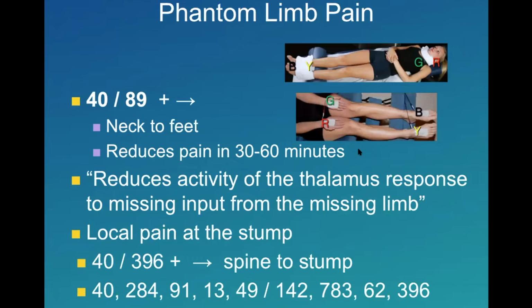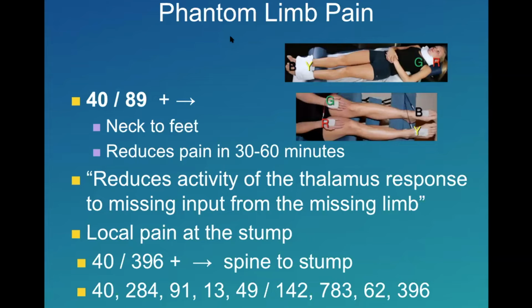But it also works in phantom limb pain. What's up with that? 40 and 89 is how you get rid of phantom limb pain, right? You treat neck to feet. It doesn't matter which limb is missing. You can treat neck to feet if it's the arm or any part of the leg that's been amputated. 40 and 89 will take down phantom limb pain. It takes about 30 to 60 minutes.